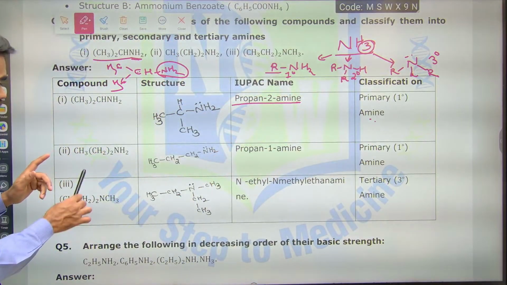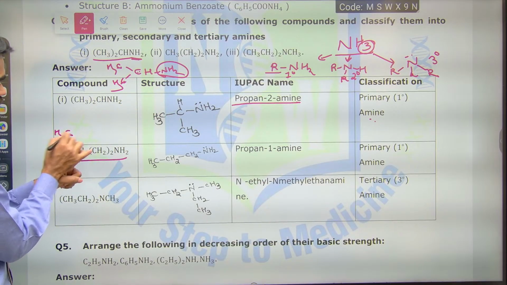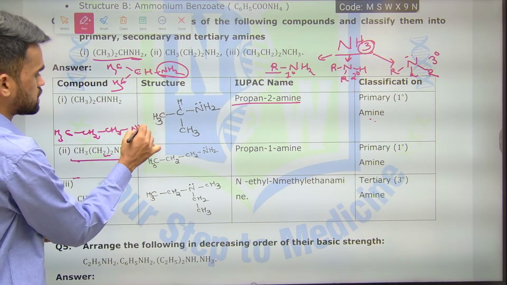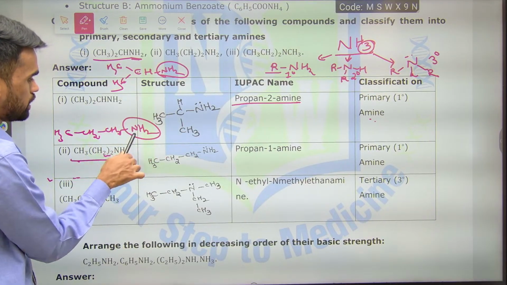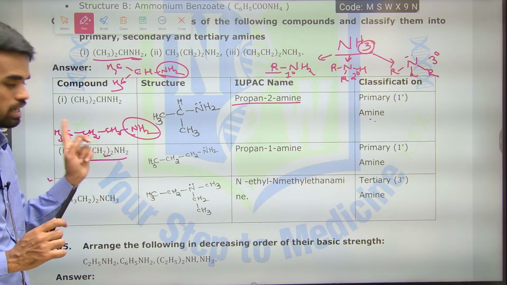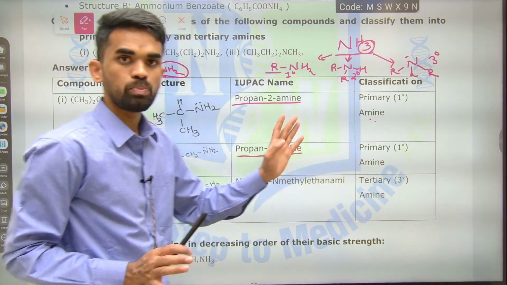So the next one here, if you see the second structure, that is CH3, CH2, CH2, NH2. Here it is also a primary amine, having 1, 2, 3 carbons. So propane amine, like propane first position amine. So it is also a primary amine.